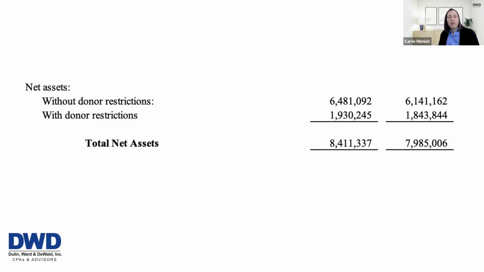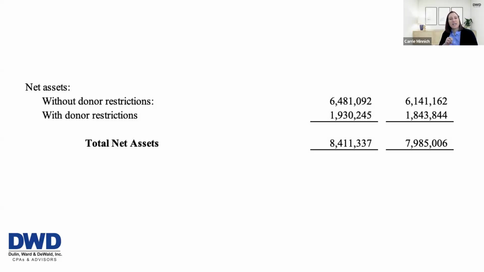That means that we have borrowed against our donor restricted money. That means we have spent donor restricted money for operations, and we do not want to do that. That is not something that we want to do. So we want to make sure that, again, that without donor restrictions is a positive number.